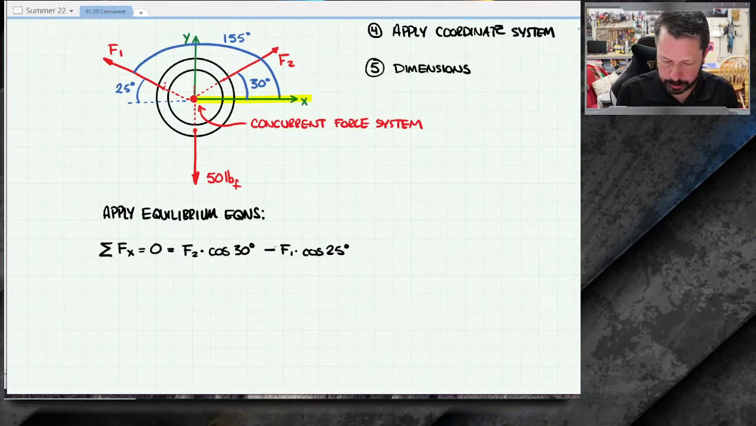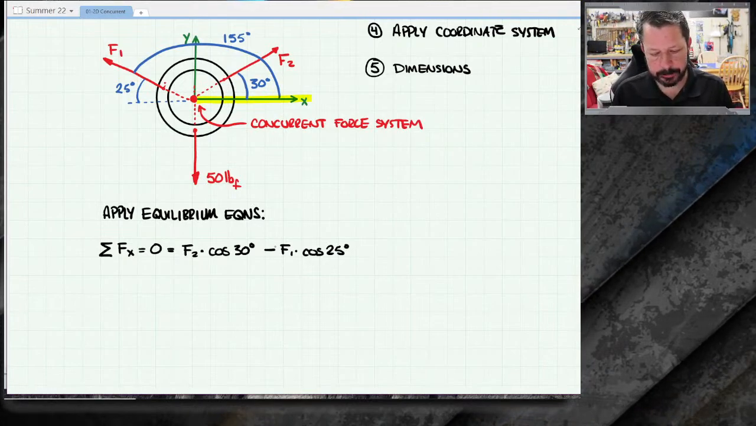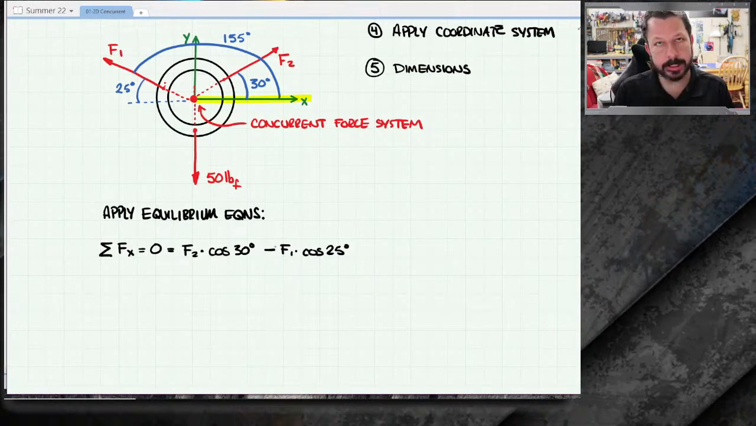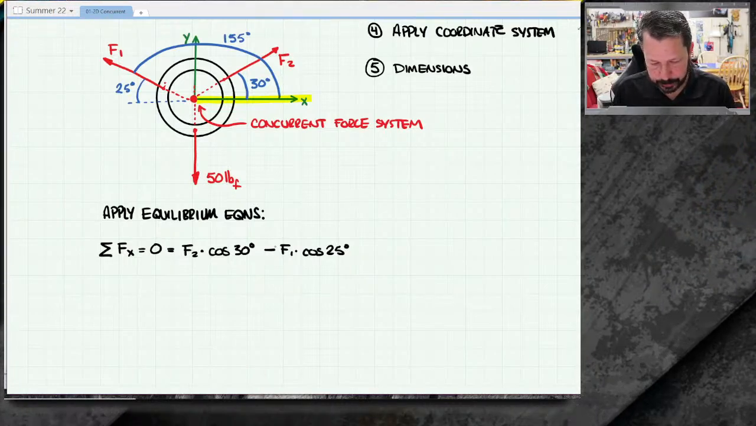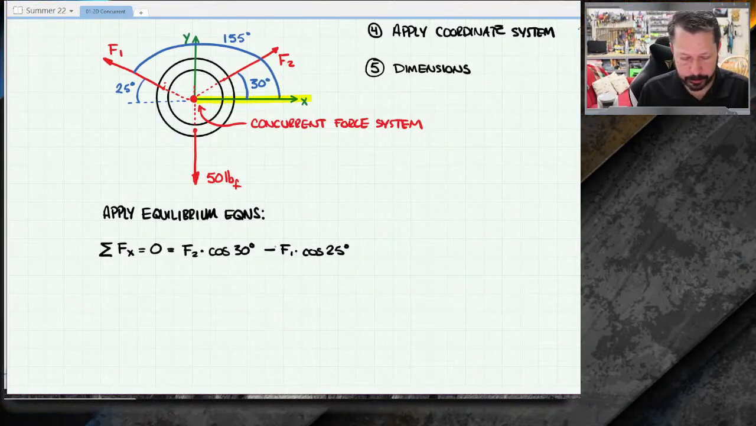Let's see what this equals. Oh, I don't know what this equals. I don't know F1 or F2. So this is just an equation I can use. If you get to that point where you have an equation but you can't do anything with it, write one of your other equations.